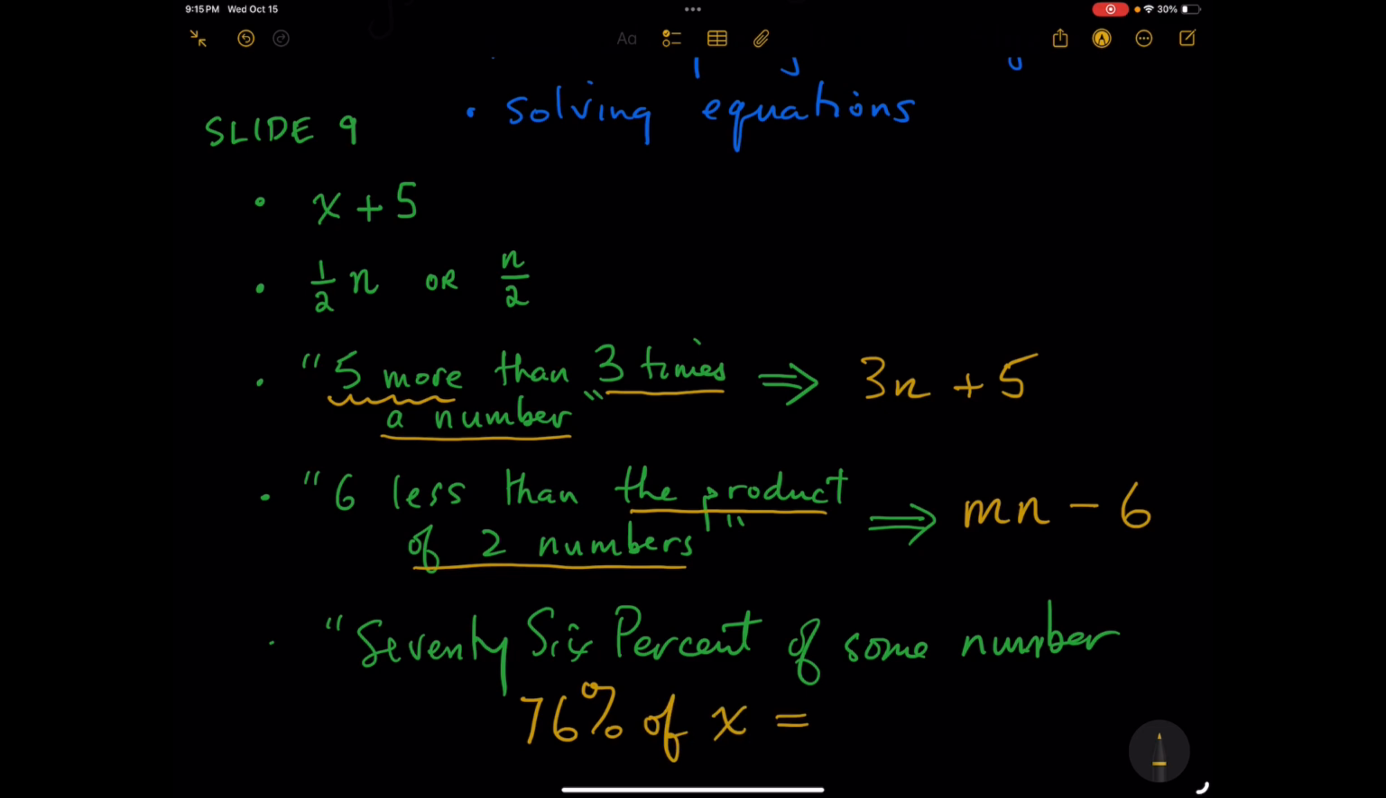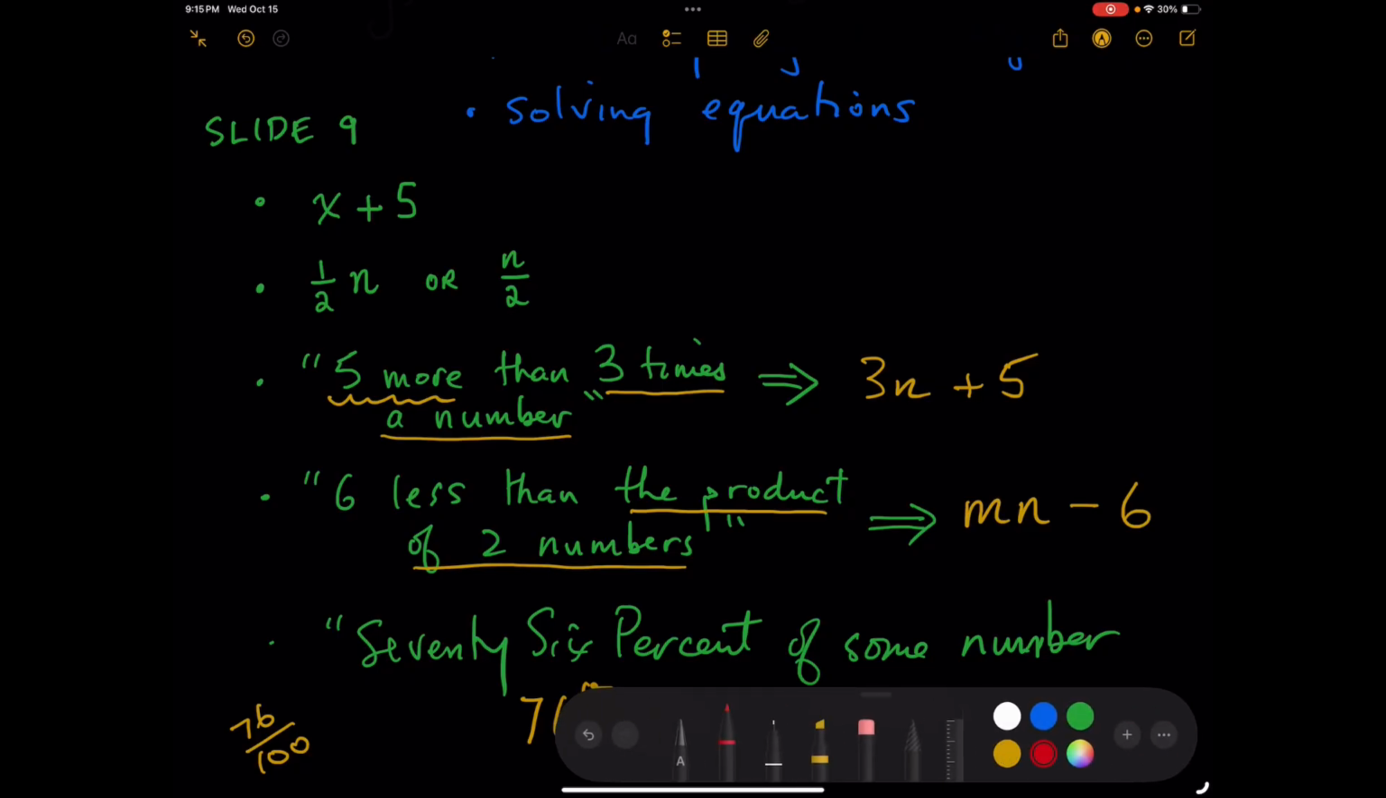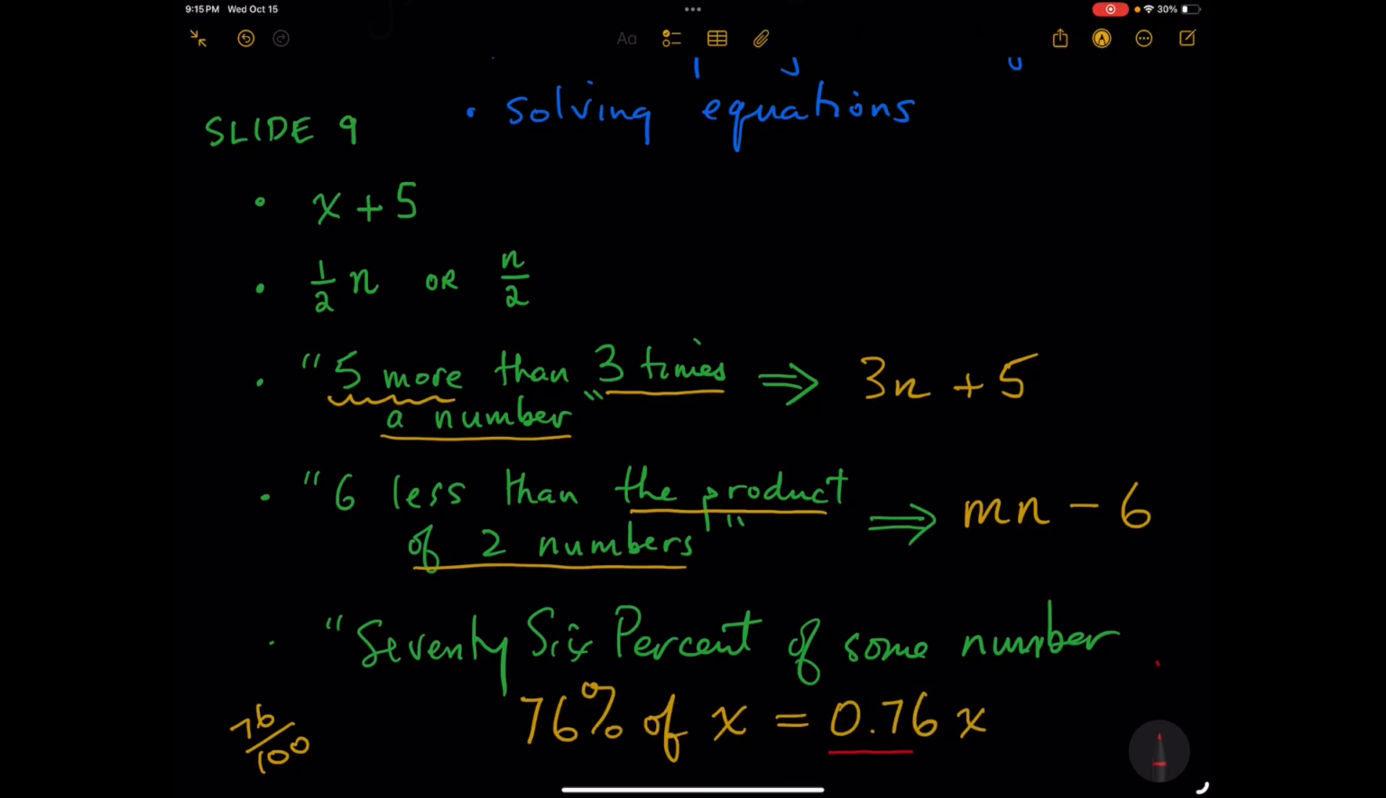I could write that also as 0.76, because 76%, remember, that's 76 out of 100, which is going to translate to 0.76 times x. And in this case, just going back to some of the vocabulary that we have, the 0.76, that's called the coefficient. And the x, that is the variable.